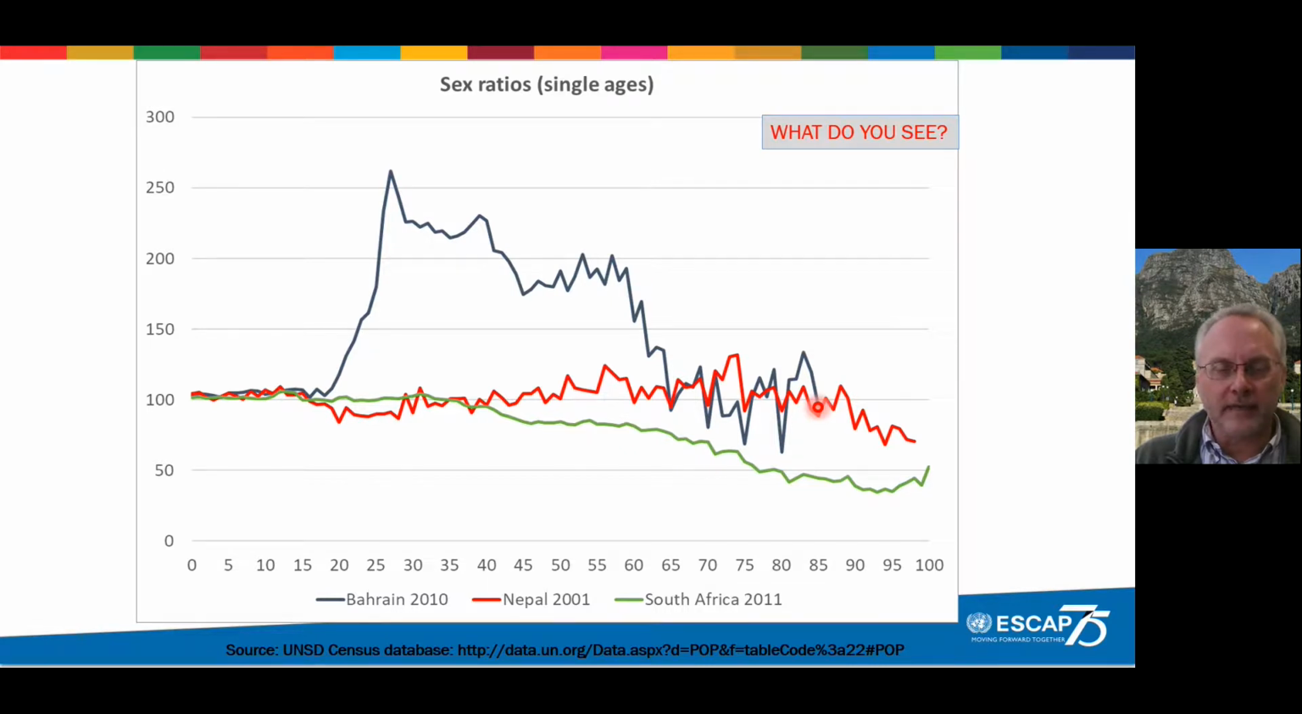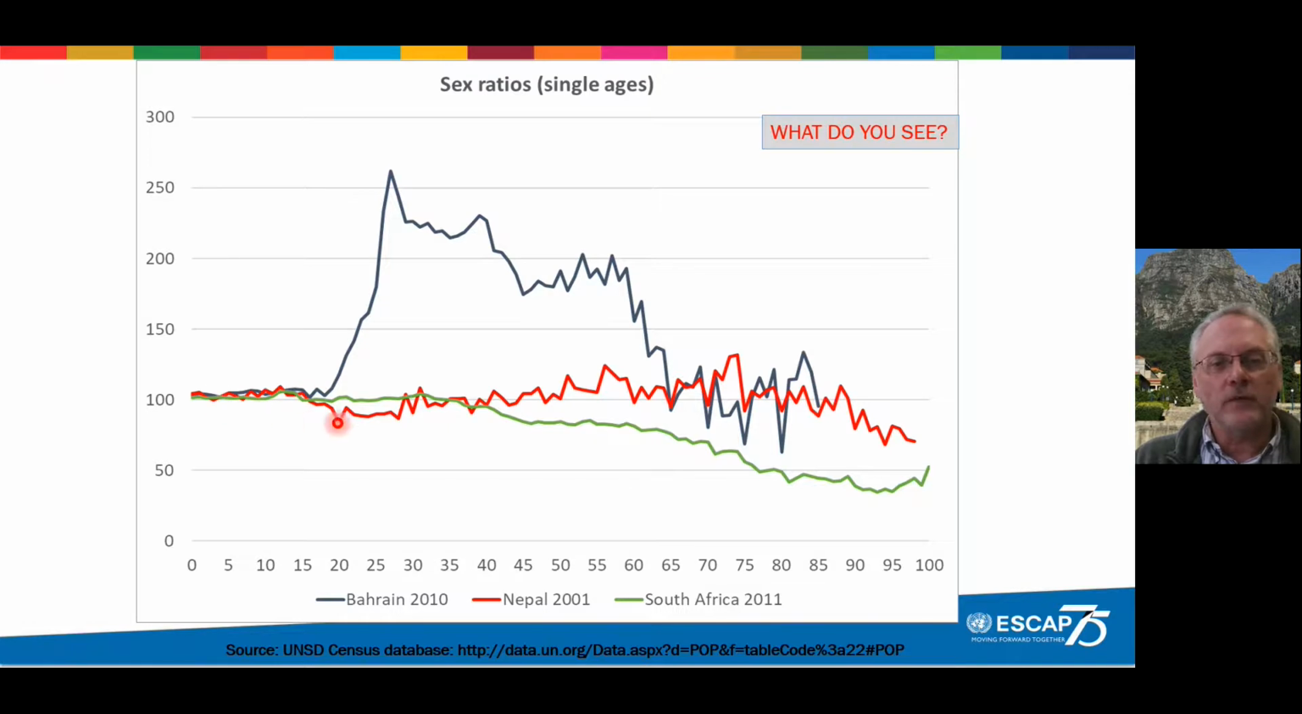This is somewhat surprising because we do expect male mortality to be heavier than female mortality. And the fact that the sex ratio doesn't clearly drop below 100 after age 60 in this population is probably an indication that elderly women have been differentially underenumerated in the population.